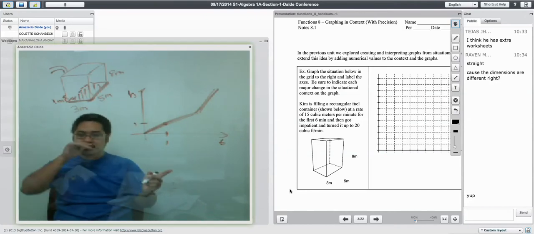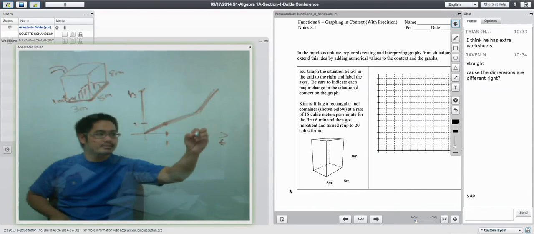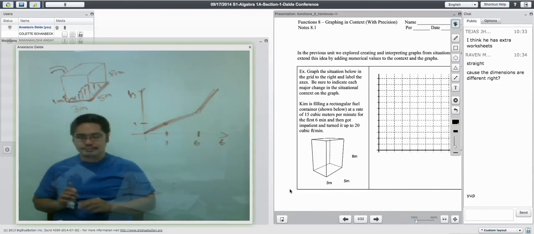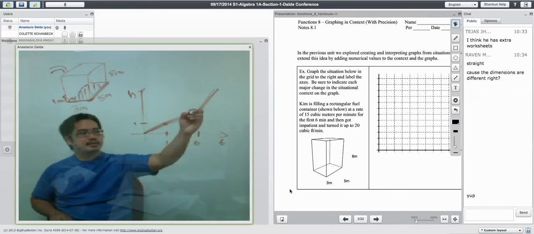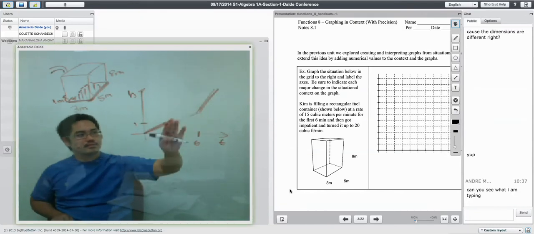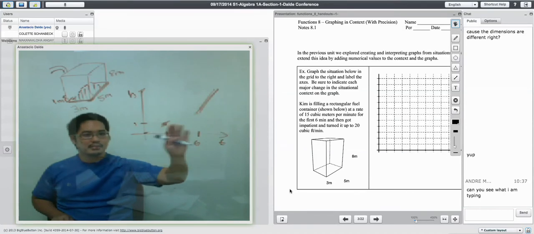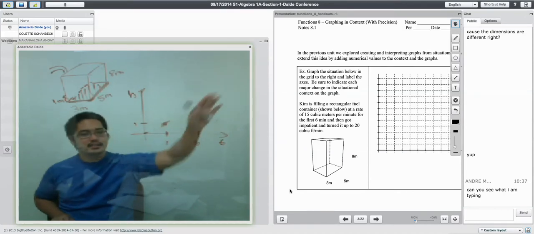Let's see how tall it is at 6 minutes. How high do you think it is going? What do you think this value is? Which kind of means I drew the graph wrong, right? I can't see anything you're typing, I'm sorry.